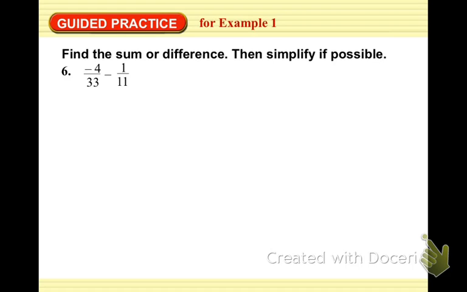Negative 4 over 33 minus 1 over 11. Now in this case, my lowest common denominator is 33, so I only have to rewrite one fraction. That means I want to multiply the second fraction by a fraction equal to 1, that is 3 over 3. So when I have my fractions with a common denominator, I have negative 4 over 33 minus 3 over 33. I can write the sum or difference over the lowest common denominator.